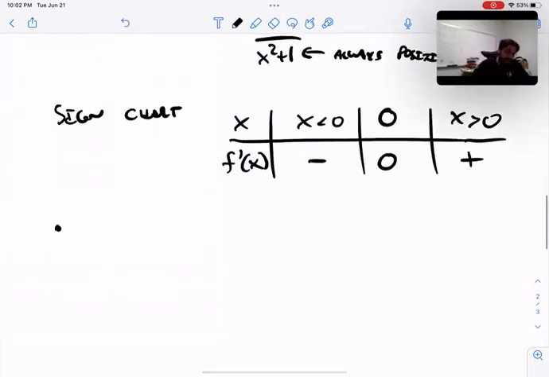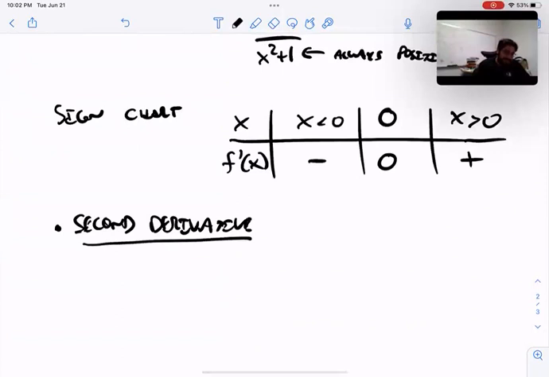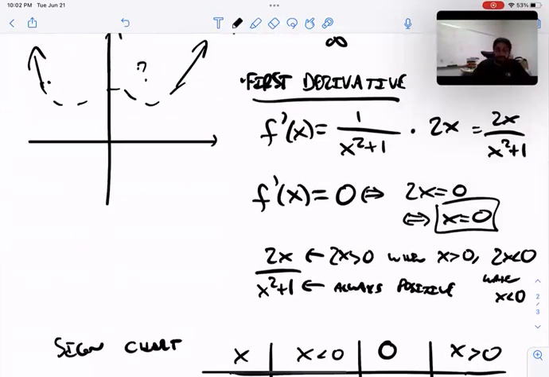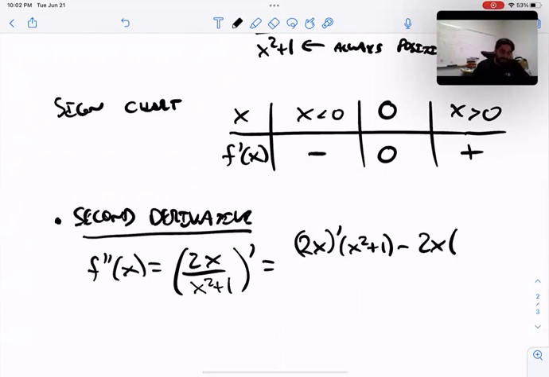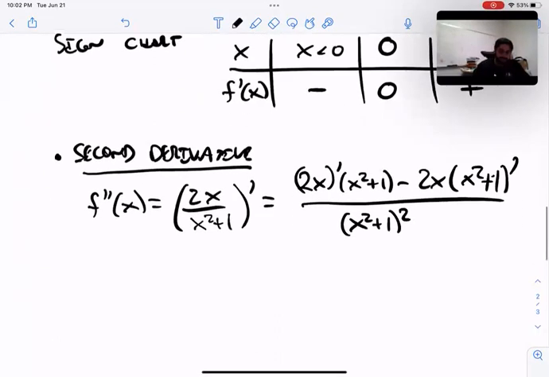Now, second derivative. For the second derivative, I have to work a little harder, right? I don't get away with just a nice clean little chain rule. Here I'm going to have f double prime. And I already knew the first derivative was this quantity, 2x over x squared plus 1. Well, I'm taking this derivative, I need the quotient rule, right? So I do the derivative of the top times the bottom minus the top times the derivative of the bottom. All of that is divided by the bottom squared. Right? So what do I get?